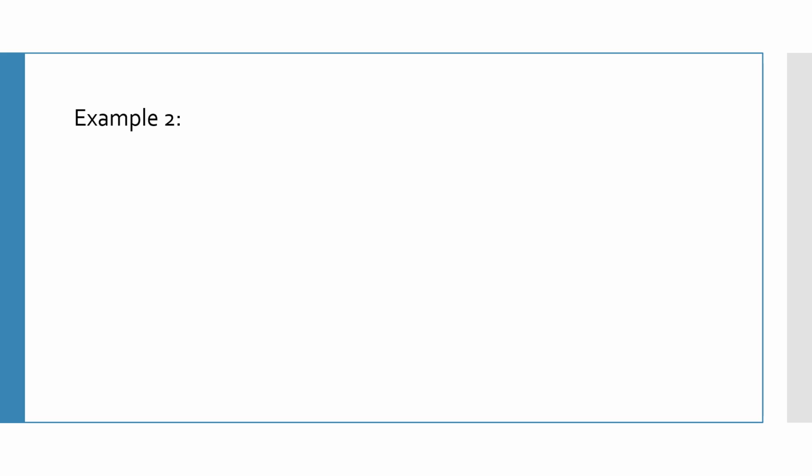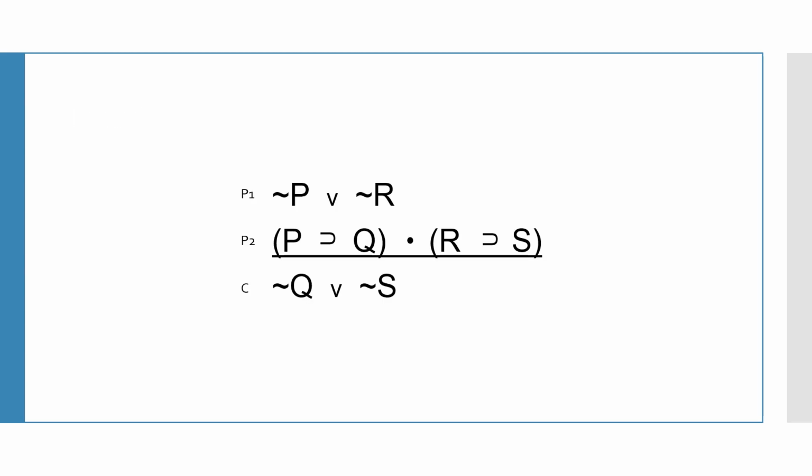So let's look at an example of an invalid destructive dilemma and how we would want to deal with that. In this case, we get not P or not R as our first premise. The second premise is our conjunction with if P then Q and if R then S, and then we conclude not Q or not S.